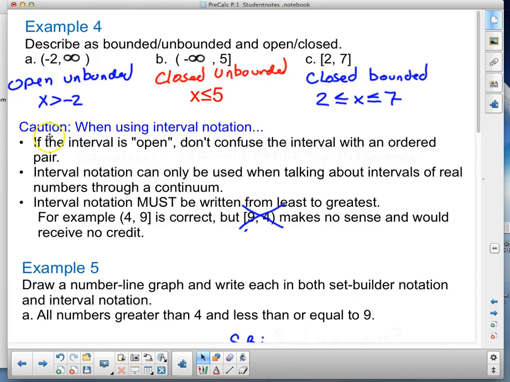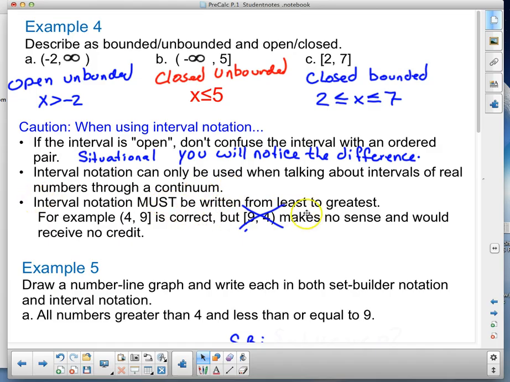I want to caution you when using interval notation. If the interval is open, don't confuse the interval with an ordered pair. You will notice the difference in the situation you're working with. Interval notation can only be used when talking about intervals of real numbers through a continuum.